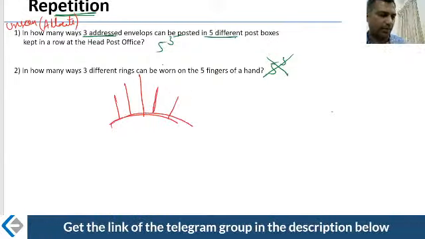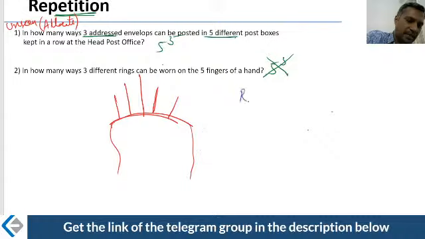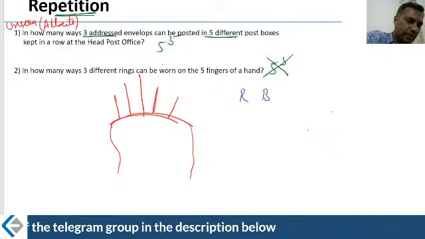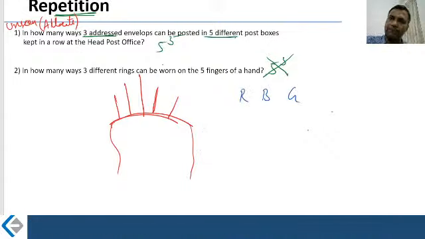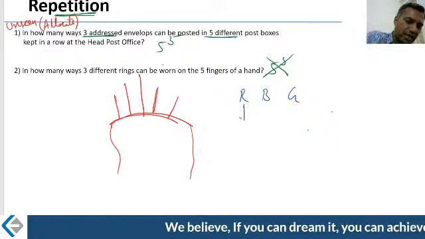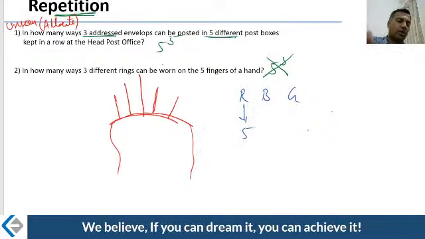Now this line diagram I've drawn shows 5 fingers of a hand. The first ring, let us say that there is a red ring, blue ring, and a green ring. Red ring can be put anywhere on the 5 fingers. You put it wherever you want. There are 5 fingers here.